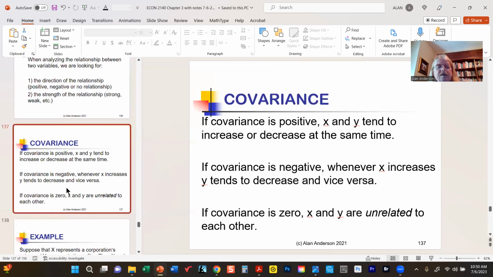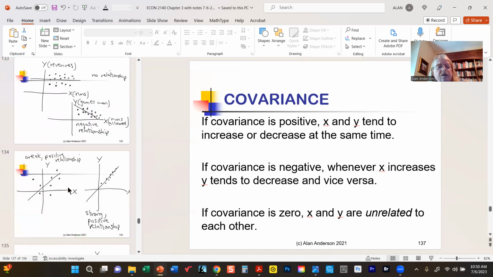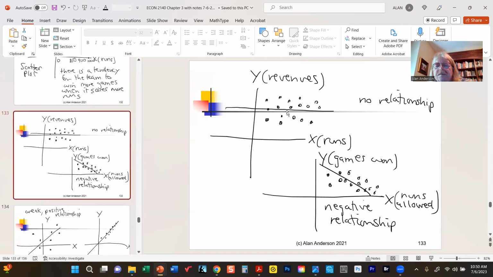On the other hand, if the covariance is 0 or very close to it, you have two variables that are not really related to each other at all, like this one. And many variables are not related to each other at all, so this is not unusual. If you pick two variables that simply have nothing to do with each other, you would expect to find a covariance that's roughly equal to 0.